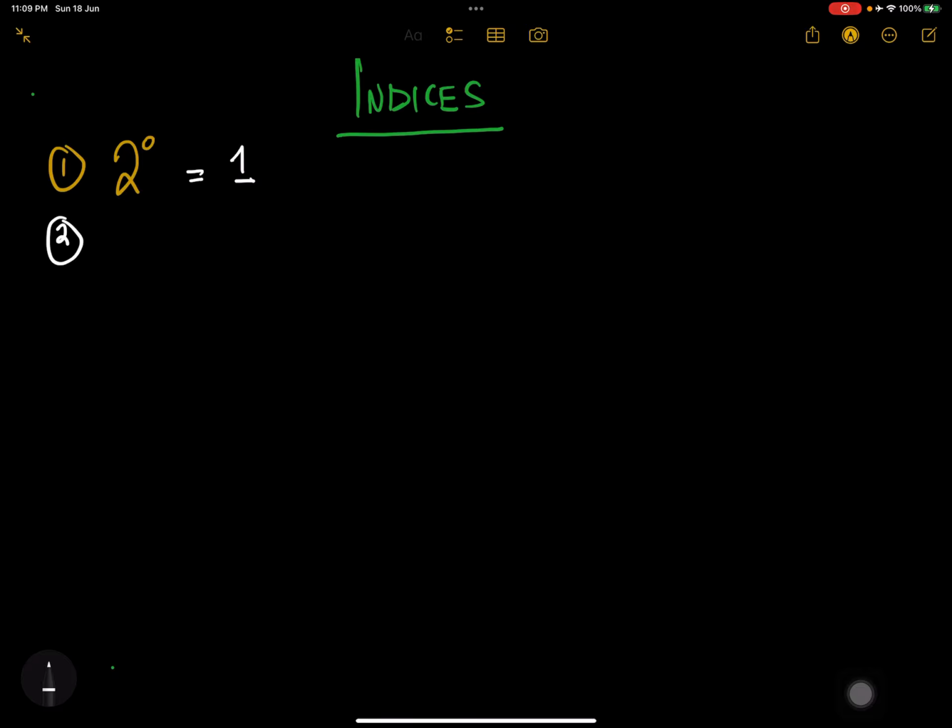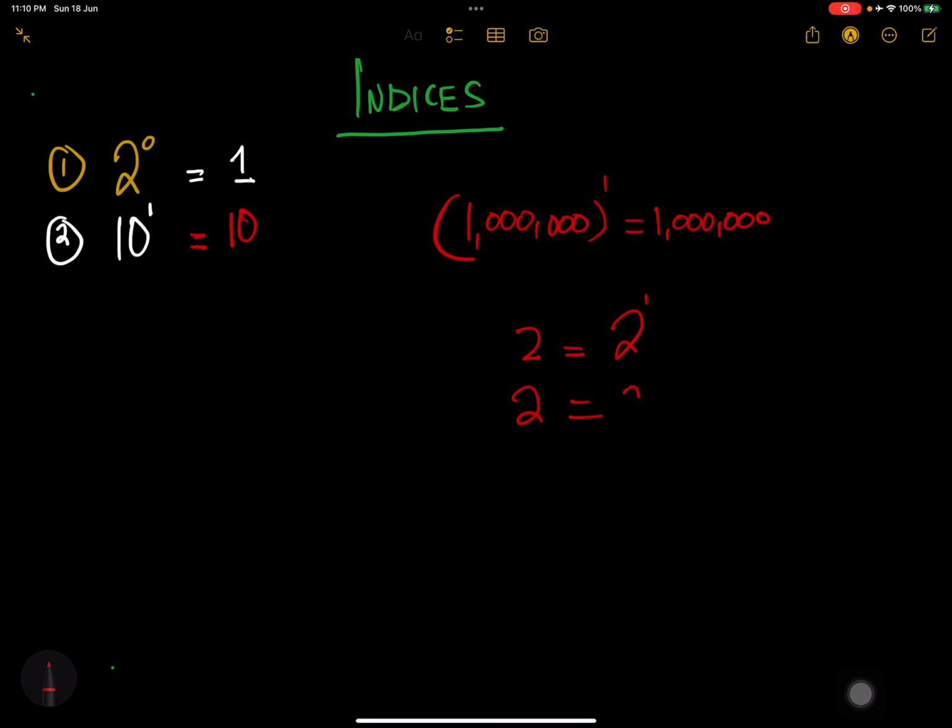Let's imagine we also have 10 exponent 1. Anytime you have a number exponent 1, it is the number itself. So if you have a million to the power or exponent 1, it's still going to be that same number. Remember, we said that we can write 2 in the form of indices by having a power of 1. We can also write 2 in the form of a fraction by writing 2 divided by 1. We can write 2 in the form of a decimal by writing 2.0. I hope you get where we are getting at.